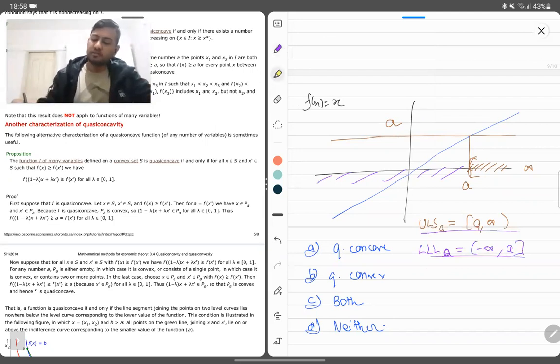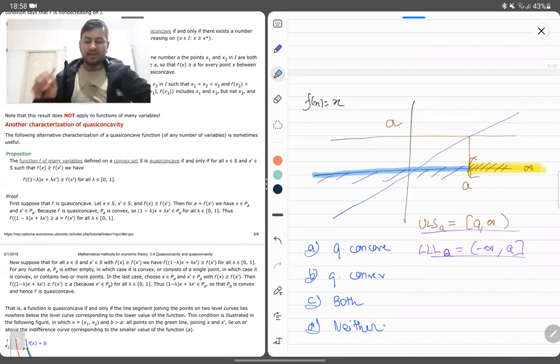Okay, this is my upper level set, which you can see is convex, and this is my lower level set, which again you can see is convex. ठीक है, एक interval का convex मतलब it should be a joint interval. उसमें टुकड़े नहीं होने चाहिए. If it is a combined interval, एक contiguous territory है, then it is convex. So in this situation, what I see is both of them are convex. So it is quasi-concave as well as quasi-convex. So the correct answer is both.